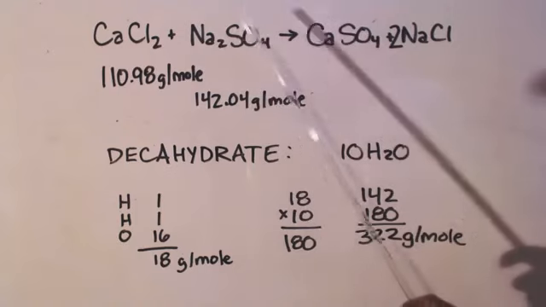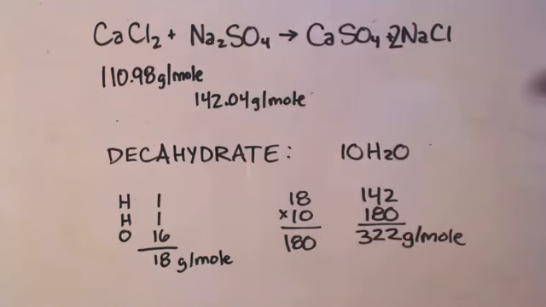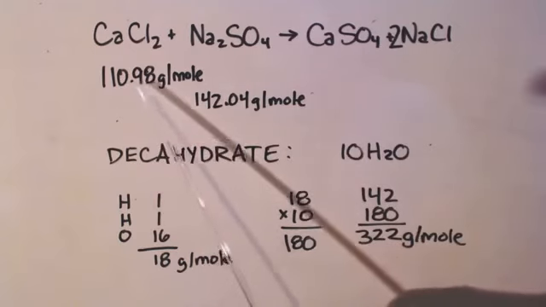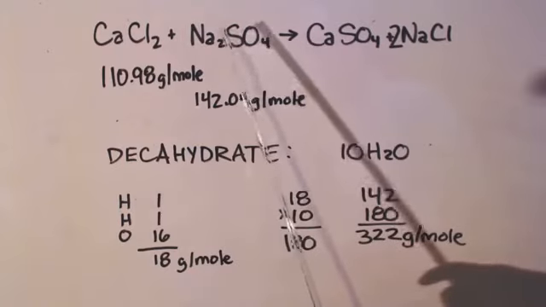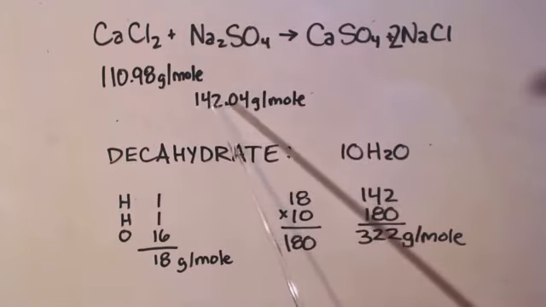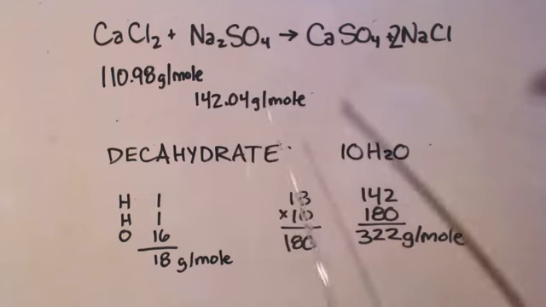So if you did this reaction and it wasn't anhydrous, it has the decahydrate, you'd need 110 or 111 grams of this, and then you'd need 322 grams of the sodium sulfate, not 142, because 180 grams of that would be water. So you have to take that into consideration. If you have any hydrates, always remember, especially if it's a decahydrate, that's a lot of weight.